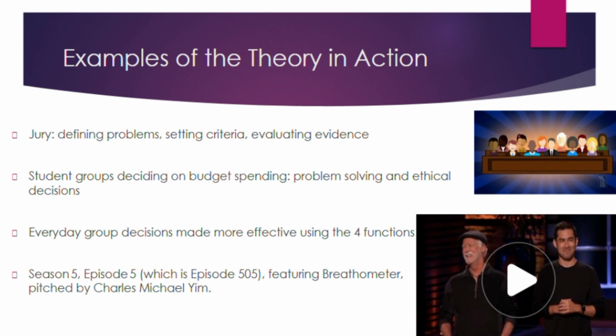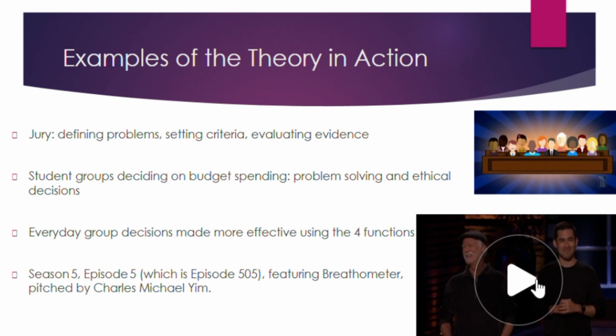Some examples of this theory in action are juries, so defining problems, setting criteria, and evaluating evidence to make a just decision in the courtroom. College students, groups deciding on budget spending, problem solving, and ethical decisions to make the right decision for their situation. Everyday group decisions are made more effective using these 4 functions. And a clip from Season 5, Episode 5 of Shark Tank is a good example of this decision making.